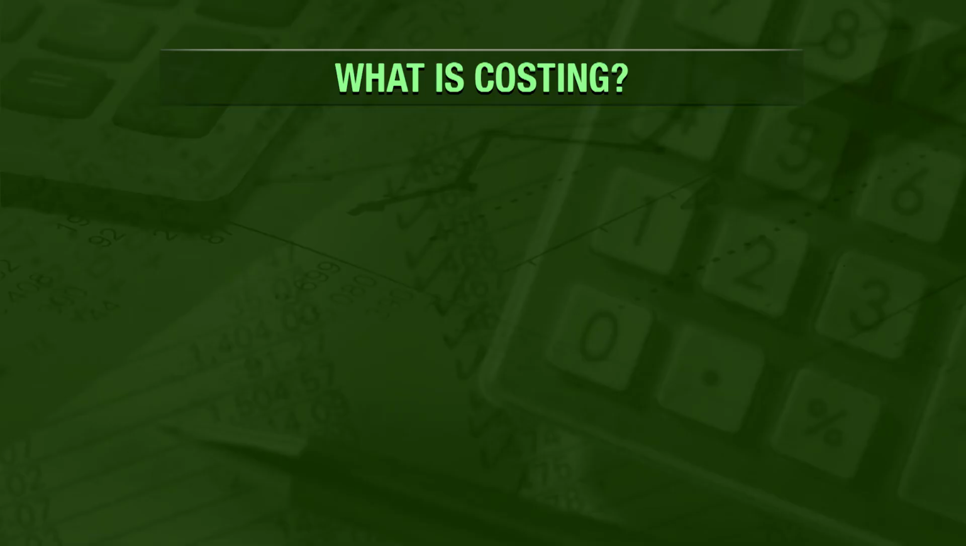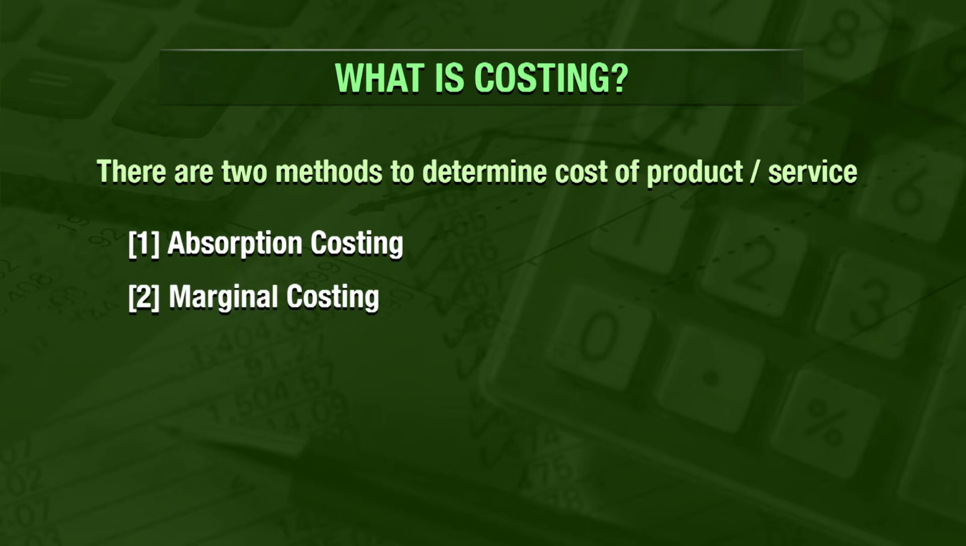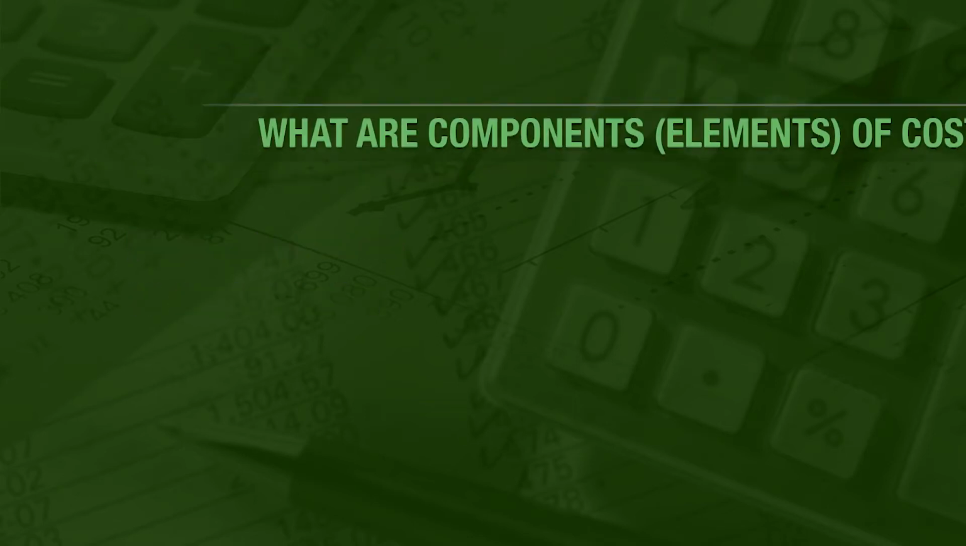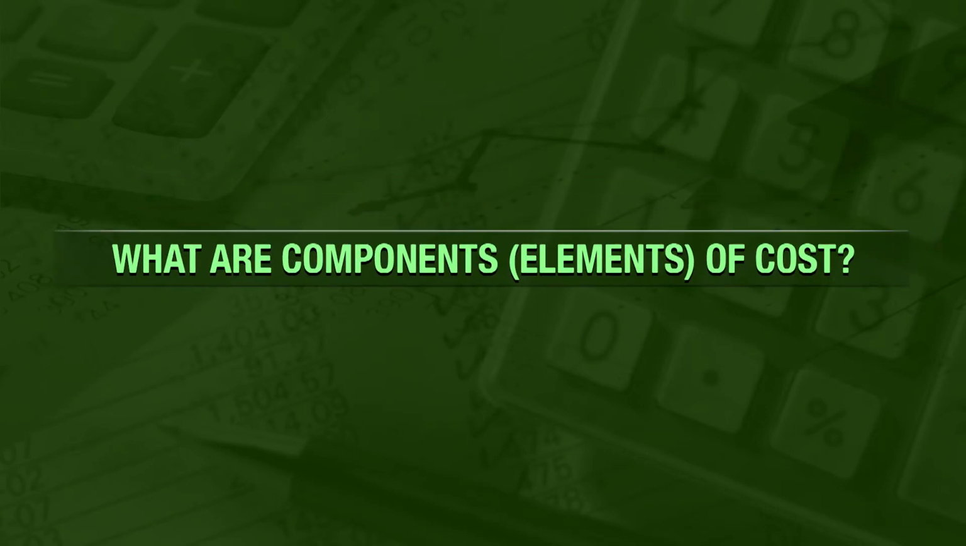Cost determination of product is very important for pricing decision. There are two different methods which are used to determine the cost of service and product, that is absorption costing and marginal costing. Friends, now let us try to understand what are the components of cost. Let us understand all these components.